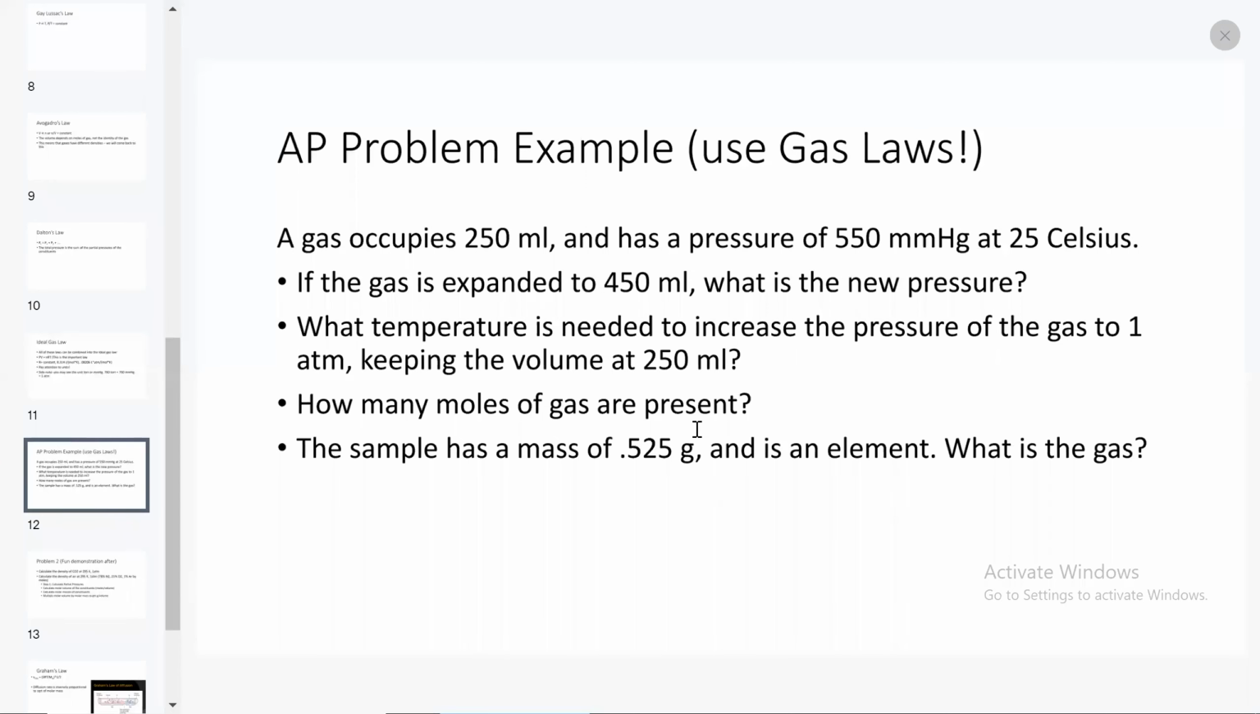Let's go over the problem. A gas occupies 250 milliliters and has a pressure of 550 millimeters of mercury at 25 Celsius. The first thing is to convert these to useful units, because we can't just plug these numbers into the gas law. Can someone tell me the volume in liters?